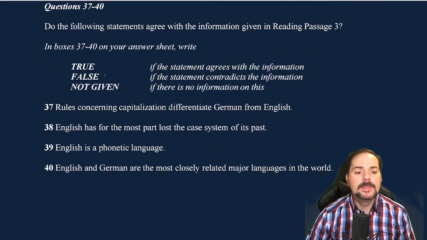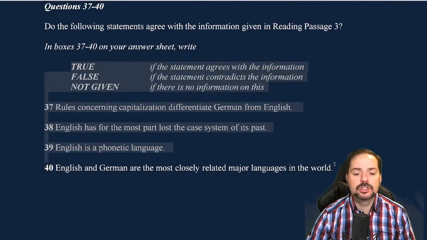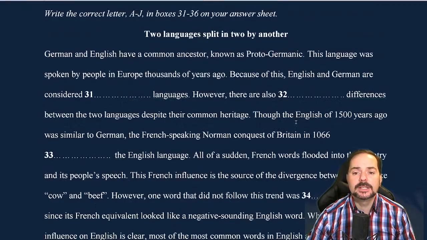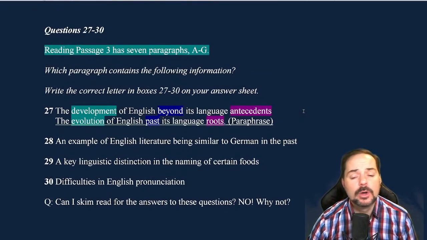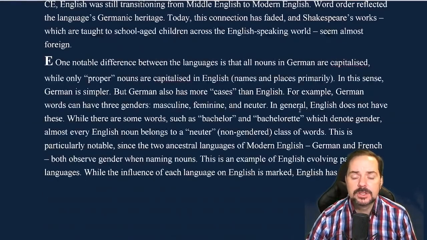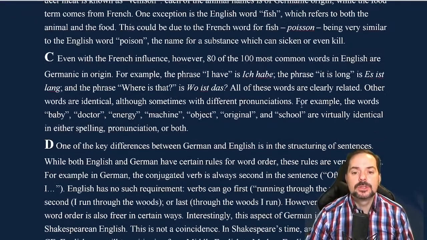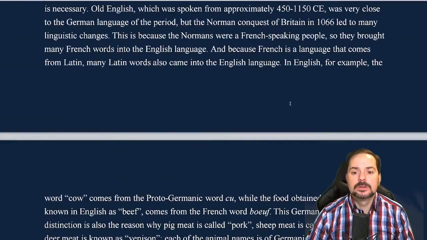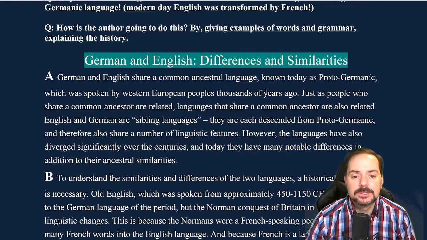All right. Then we have some true, false, not given. True, false, not given. Don't read it before the passage. There's no point. You don't know if it's true. You don't know if it's false or if it's given. So there's no point in reading those. You can solve those best at the end.